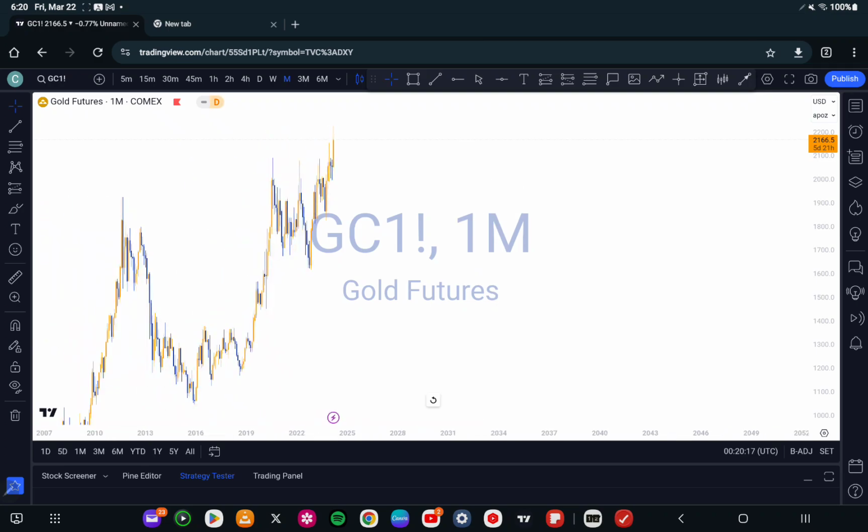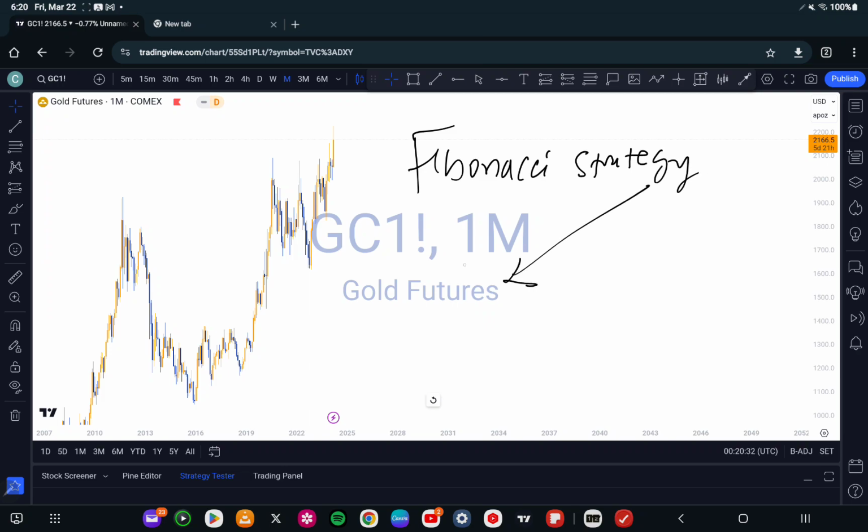So now I'm just going to show you guys that you can use the same strategy that I use, which is the Fibonacci strategy, with futures as well. For those that don't know much about futures, you can basically trade the currency pairs you trade on forex. You can also trade the same thing on futures as well, and they are very similar in price.